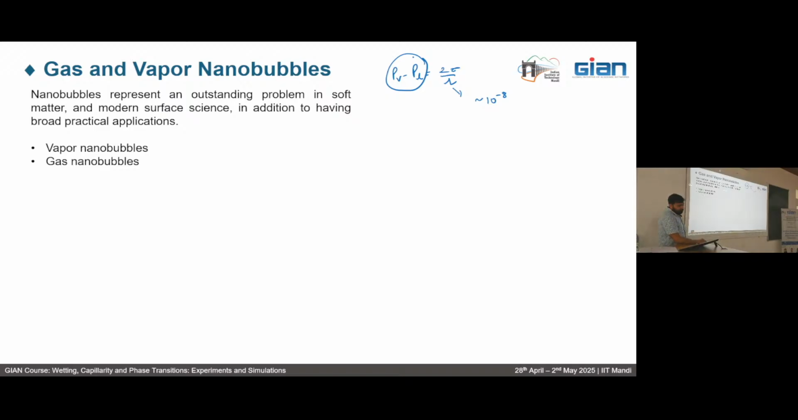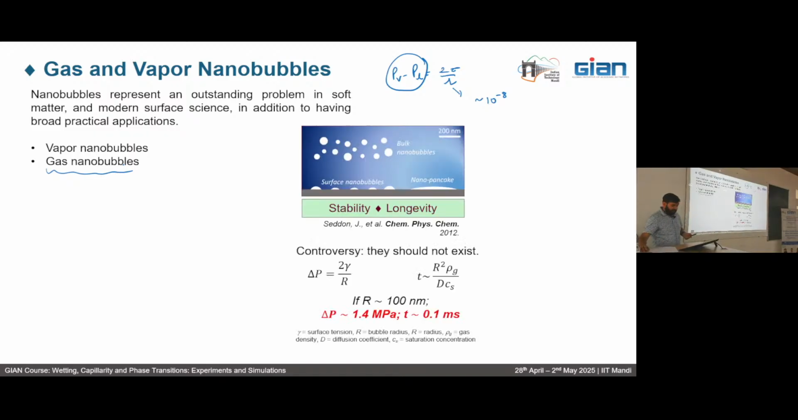These bubbles can be vapor bubbles or gas nanobubbles. Gas nanobubbles are usually easy to nucleate, but vapor nanobubbles are quite difficult, because usually what we see is that nucleation occurs on the surface. So homogeneous vapor bubbles are quite difficult to nucleate. And these bubbles, especially the gas nanobubbles, have shown very high stability and longevity. Sometimes they are known to be stable for several weeks. Even though, if we use the classical Rayleigh-Plesset equation, the time scale comes out to be just 0.1 milliseconds, yet these bubbles are stable. So this is still an outstanding question.